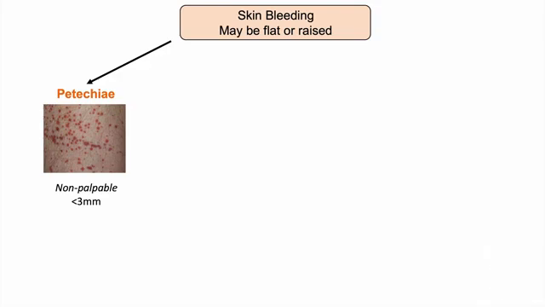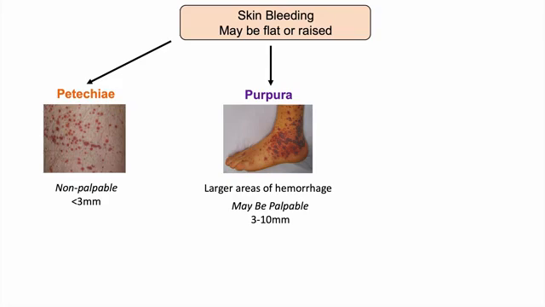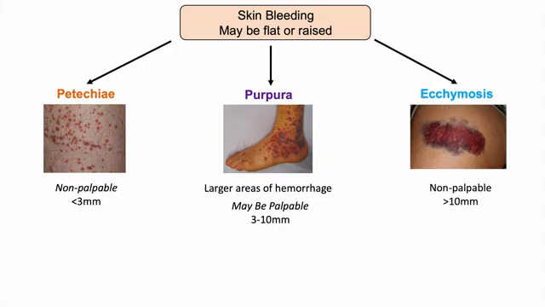So this is essentially a bit of blood under the skin, and it's less than 3 millimeters and it's non-palpable. Purpura is the next in the category, and this is larger areas of hemorrhage, and it may be palpable, might not be, but it could be, so you might hear palpable purpura, and this is in between the sizes of 3 and 10 millimeters. And then anything greater than 10 millimeters is ecchymosis. So ecchymosis is often non-palpable, again, greater than 10 millimeters.